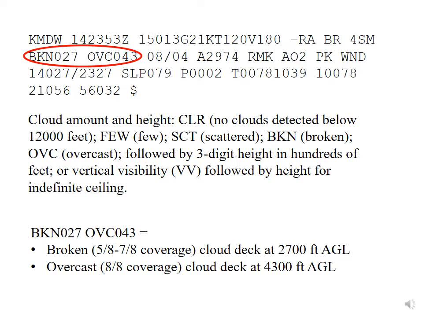So here we have the cloud amount and height. We've already done this before when it came to the celestial dome for clouds. So here we have a broken cloud deck at 2,700 feet above ground level. And recall that broken means that you have coverage between 5/8 and 7/8 coverage. And then we have an overcast layer at 4,300 feet above ground level. And overcast, of course, is 8/8 coverage. Remember that you can have clear skies, which would be CLR. You could have few clouds, or you could have scattered clouds, depending upon the situation.